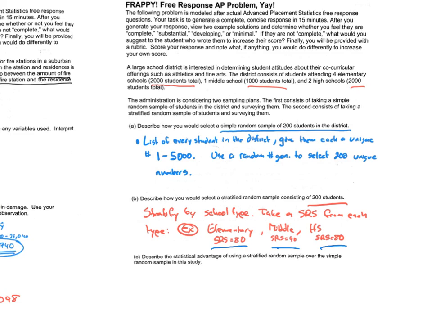Part C, describe the statistical advantage of using a stratified random sample over a simple random sample in this study. Remember, we said a stratified random sample guarantees representation from each school type. All right. There you go. There's those 4 right there.